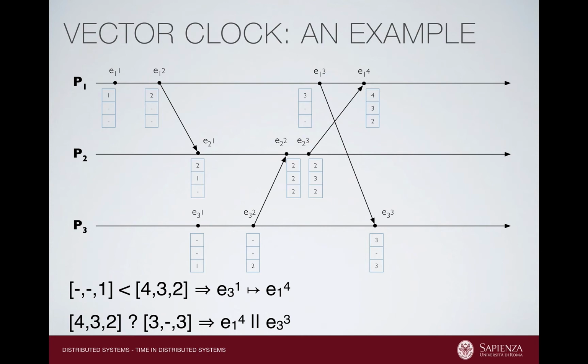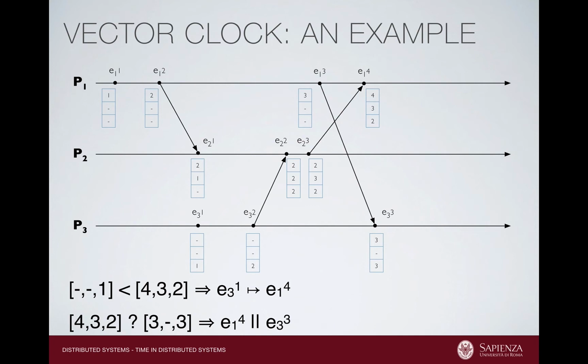Then you create your send event, and you have to increase your component by 1, that is the middle one, and you create something that is 2, 3, 2. And you send this event. This event is a send message to process 1. You send this with the vector clock that has to be included, and then process 1 receives this message, and this message contains a vector that is 2, 3, 2.